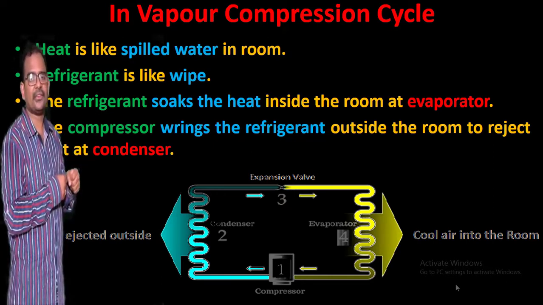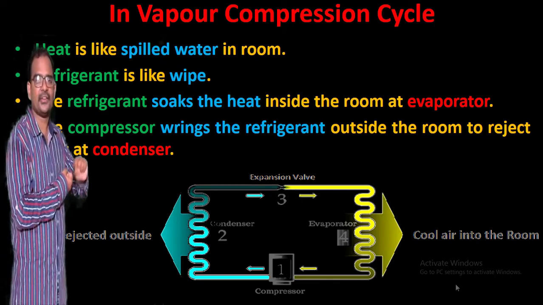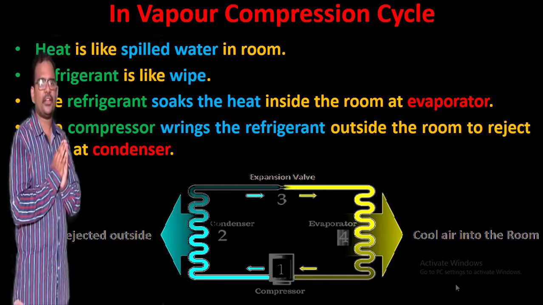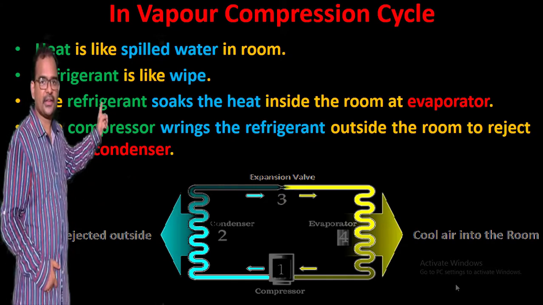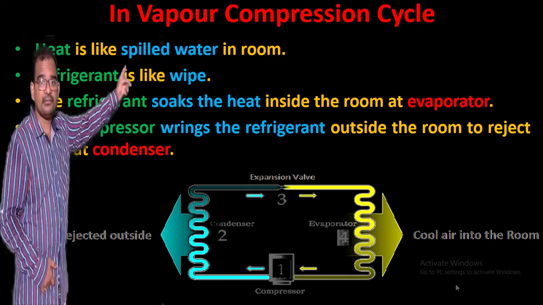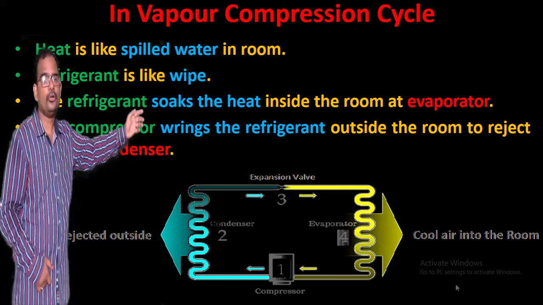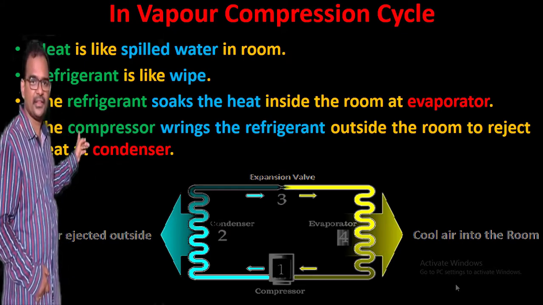Soaking takes place in a device called the evaporator in the indoor unit, and wringing takes place in a device called the compressor in the outdoor unit. So this vapor compression cycle altogether consists of 4 different parts. The first one is a compressor, the second one is a condenser, the third one is an expansion valve, and the fourth one is an evaporator. So the soaking takes place in the evaporator and wringing takes place in the condenser.